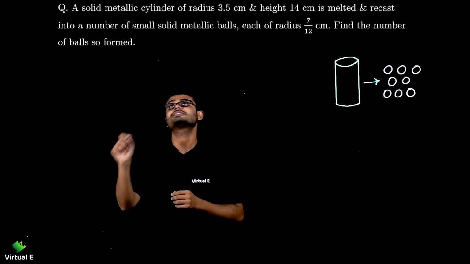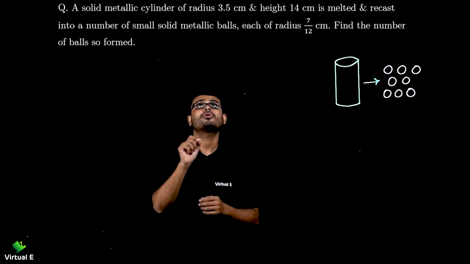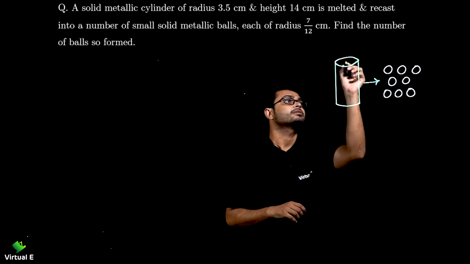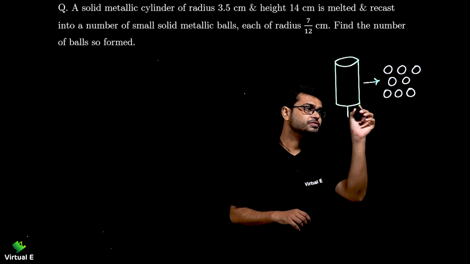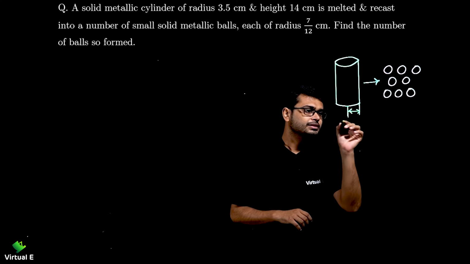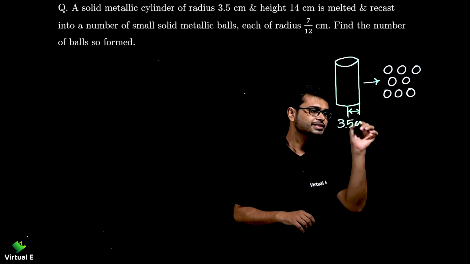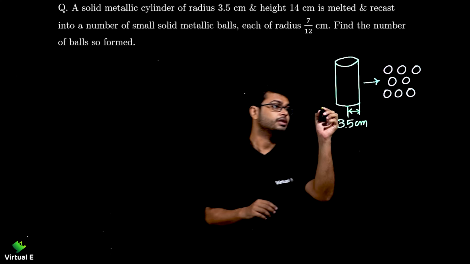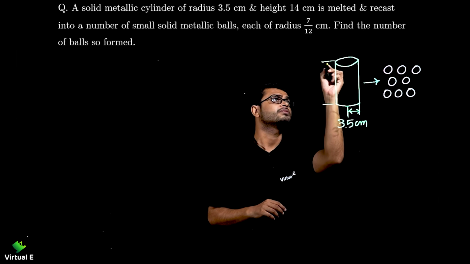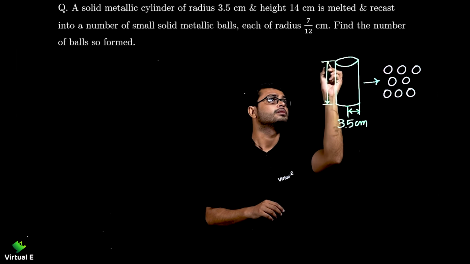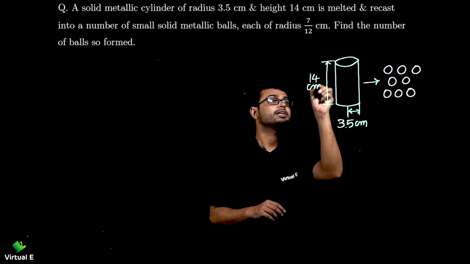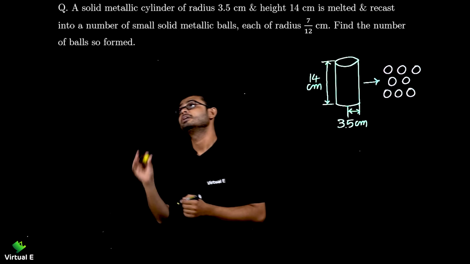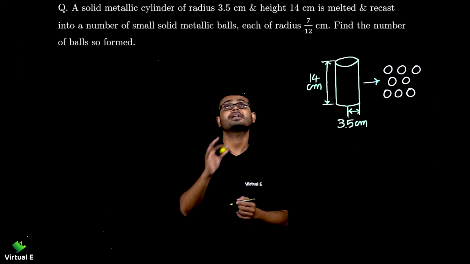A solid metallic cylinder of radius 3.5 centimeter. Okay, so radius is what? 3.5 centimeter. So let's say only half of it, because we are talking about radius. That is 3.5 centimeter and height 14 centimeter. Okay, so height is 14 centimeter, and it is melted and recast into a number of solid metallic balls.